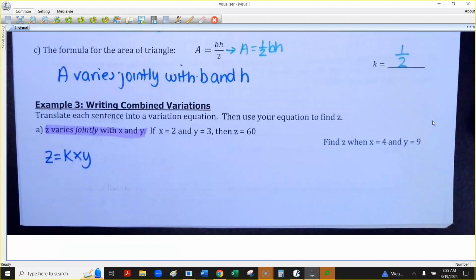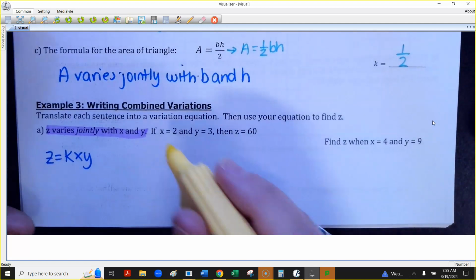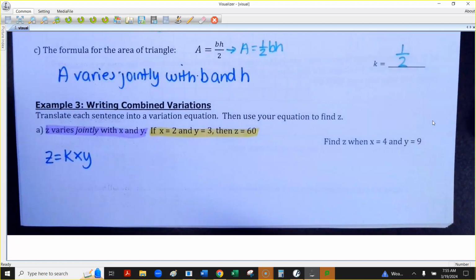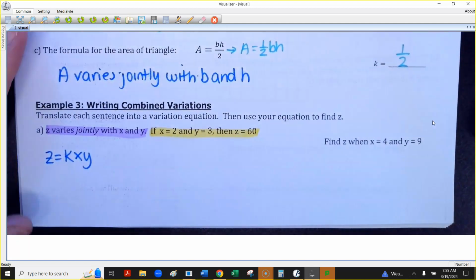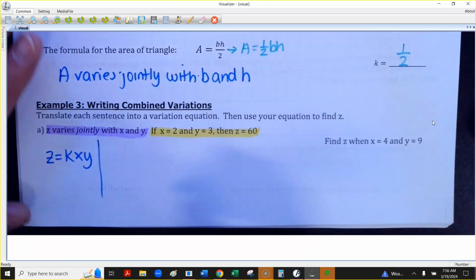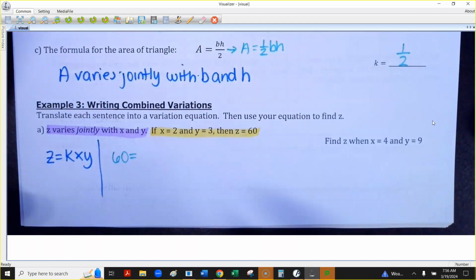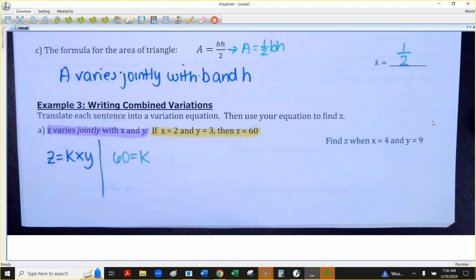Thank you. Okay, now, they are going to give you just enough information to figure out the k value. So like part 1, part 2, we're going to plug in whatever numbers they give us. So z is 60. You don't know the k, but that's why it's very important. We're going to use this information to figure out what that is.